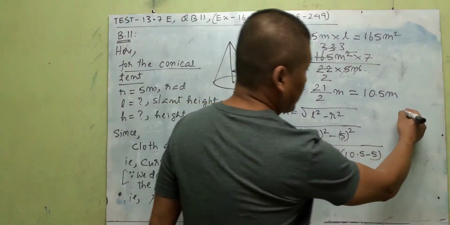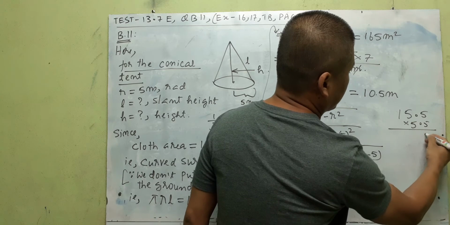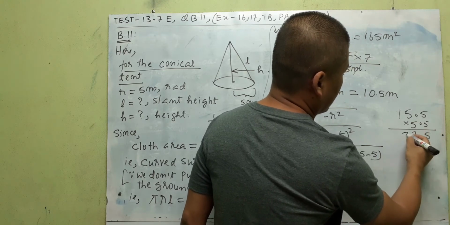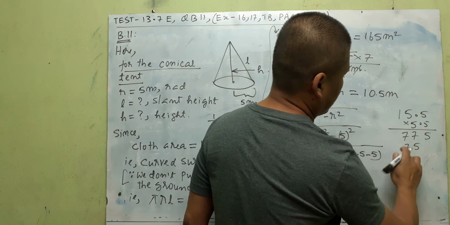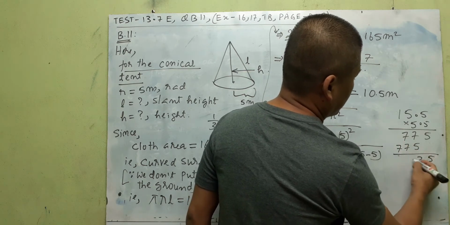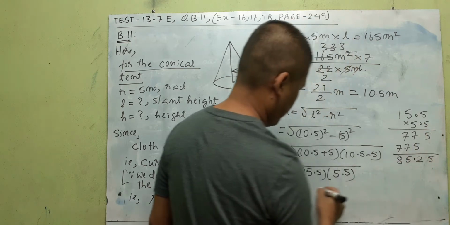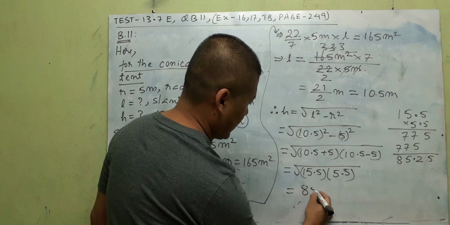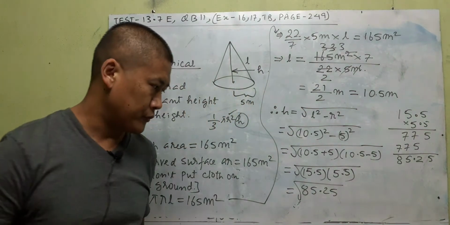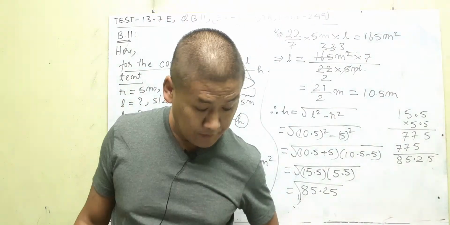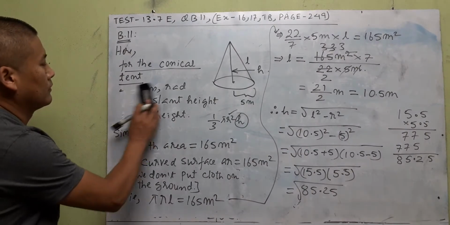So 15.5 multiplied by 5.5 will get 85.25, with a root over it, right? Or root over 85.25. So we have to calculate the root for this, which we know how to do by now, right? So let us do that.